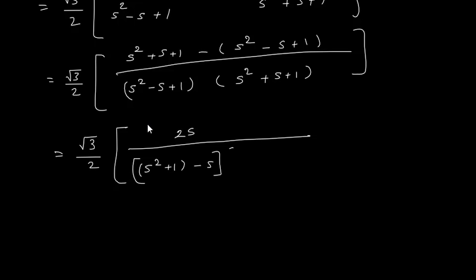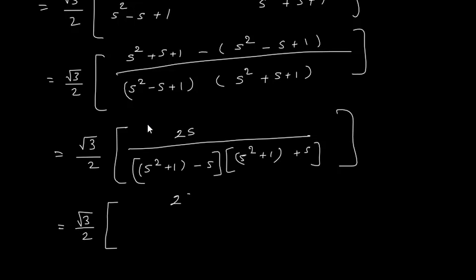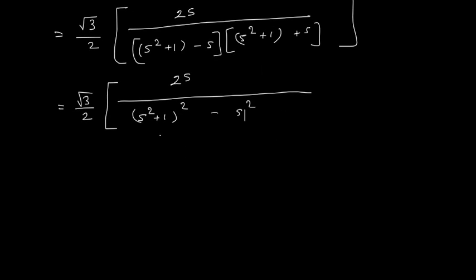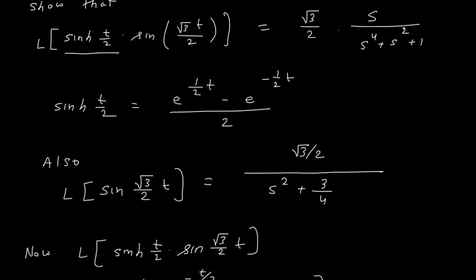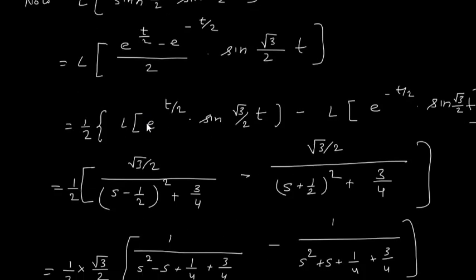I will rearrange so that again the a plus b into a minus b formula we will use. So this is s square plus 1 plus s. So now it is in the form of a minus b, a plus b. So you will write this as root 3 divided by 2. Here it is 2s. Now this 2 I can cancel. Here it is s square plus 1 the whole square minus s square. So this 2 and this 2 we cancel. What we have to prove, let us see again. We have to prove this is root 3 divided by 2 s upon s power 4 plus s square plus 1.